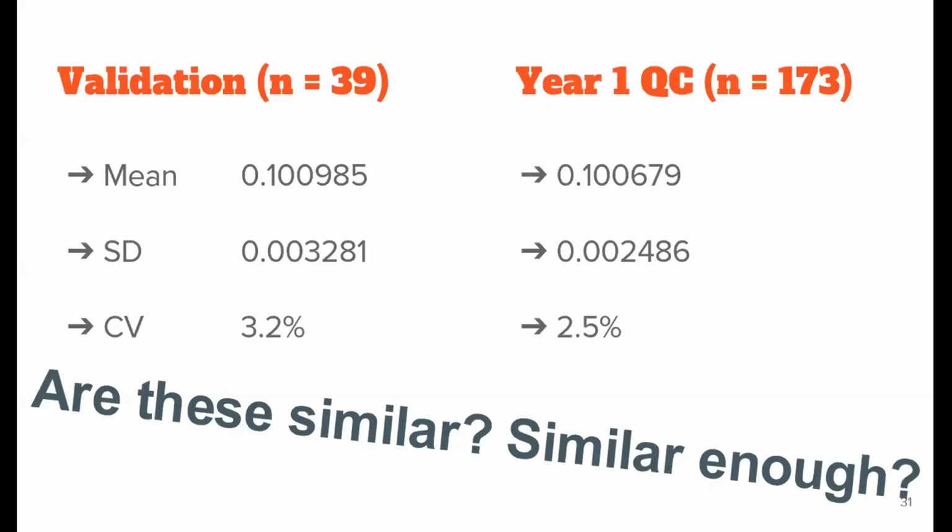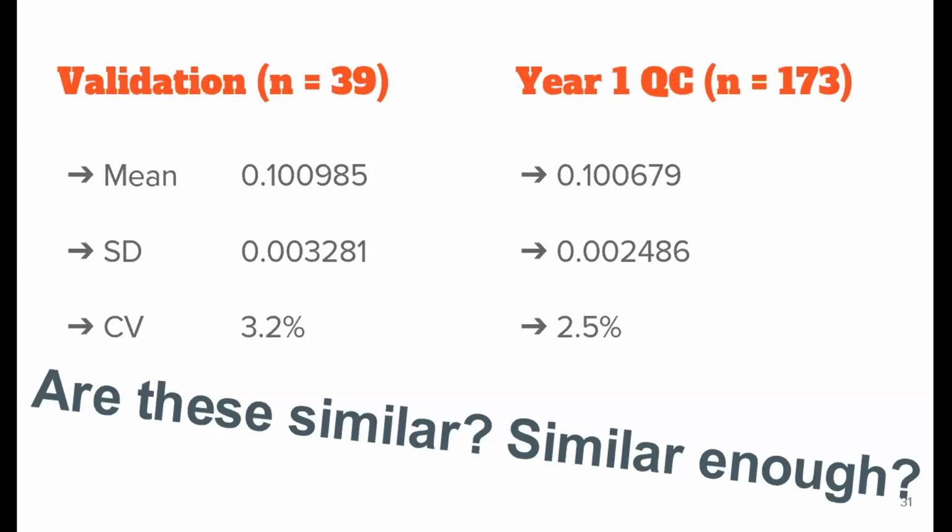The data that we include needs to be representative of ongoing work. If we were to use validation, is it representative of ongoing work? ASB allows you to use validation initially anyway, so this question is kind of moot, but for the sake of this example, just hang in there with me. By looking at these numbers alone, the means, the standard deviations, and the CVs, are they similar? Are they similar enough? How can we discern or find an answer to this question?